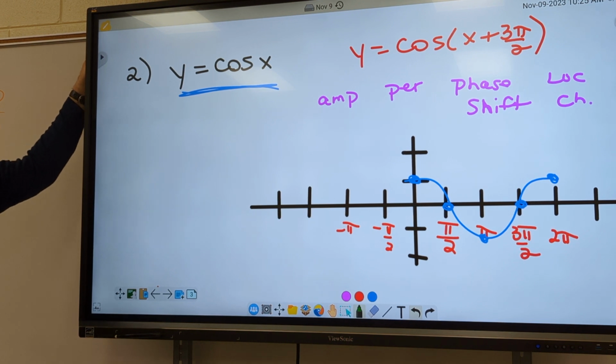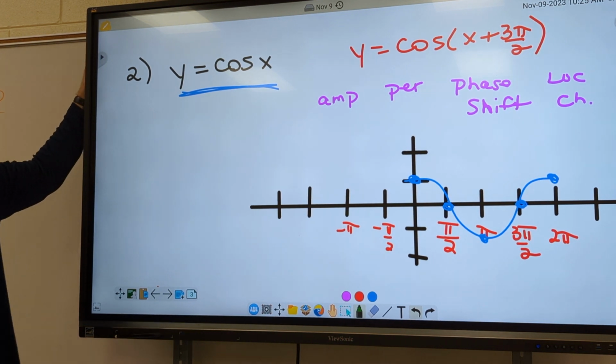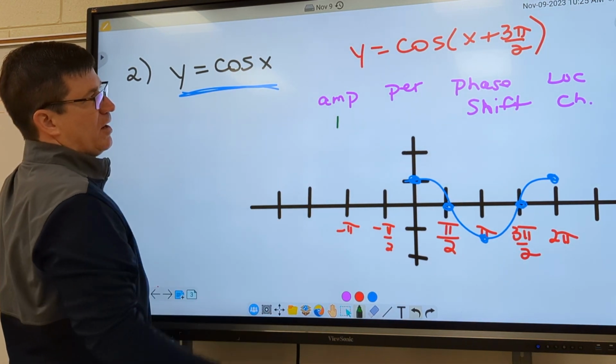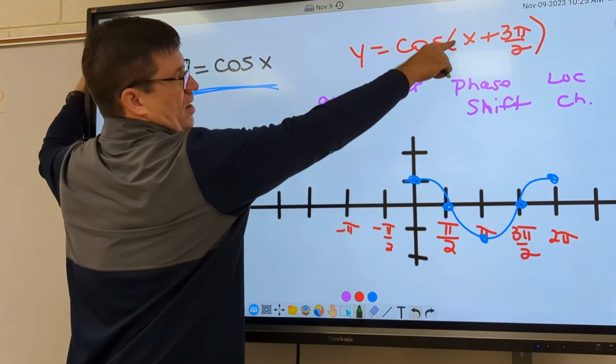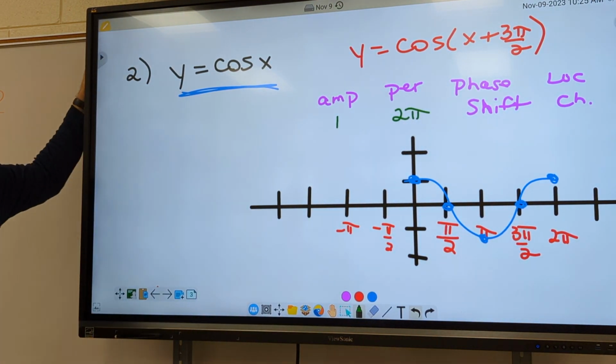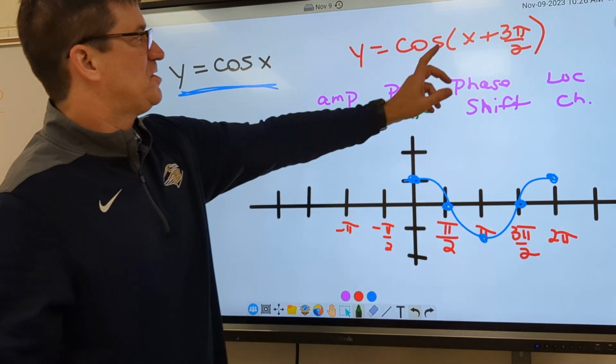Now let's find our 4 answers. Hunter, what's my amplitude on this one? If I don't see a number in front of cosine, what is it? Period: 2 pi over 1 is 2 pi again. What's our phase shift, Samari?